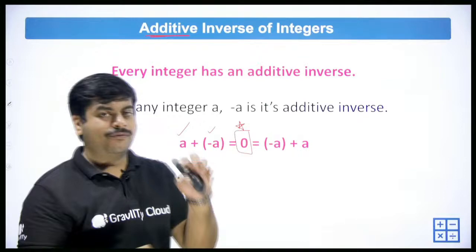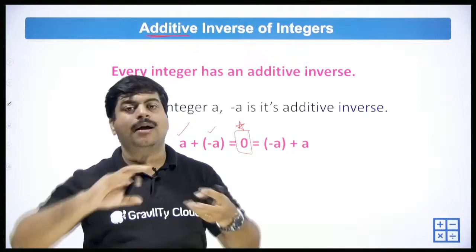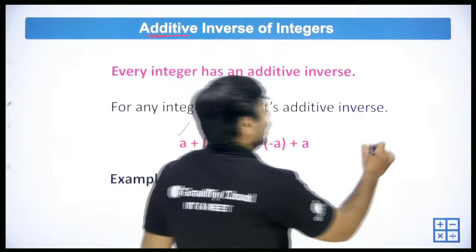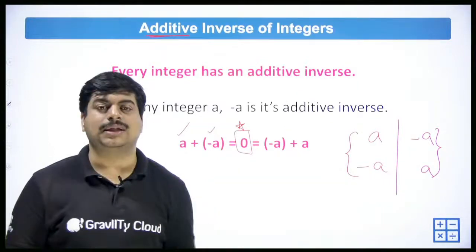2 minus 2 is 0. 10 minus 10 is 0. Minus 1 lakh plus 1 lakh will give you 0. So the negative of the number is called the additive inverse. For a number A, minus A is the additive inverse. Understand? 10 and minus 10, 20 and minus 20, minus 1000 and 1000, these two will sum up to give you 0. A plus minus A will give you 0.